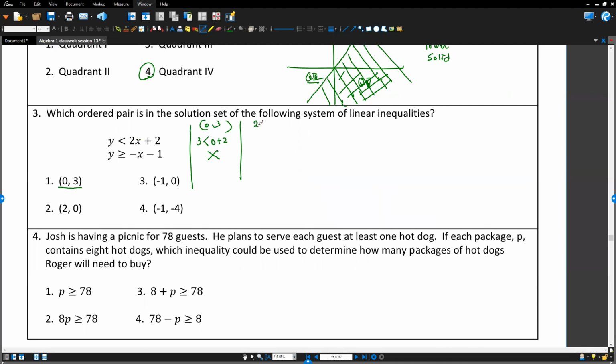The next one, point 2: 2 and 0. y equals 0, x is 2, that is 4 plus 2, that is 6. Okay? 6 is greater than 0, that's fine. Now continue to work with the next one: y equals 0 is greater than negative 2 minus 1. What is that? Yep, 0 is greater than a negative number. This is working too. That's the answer.